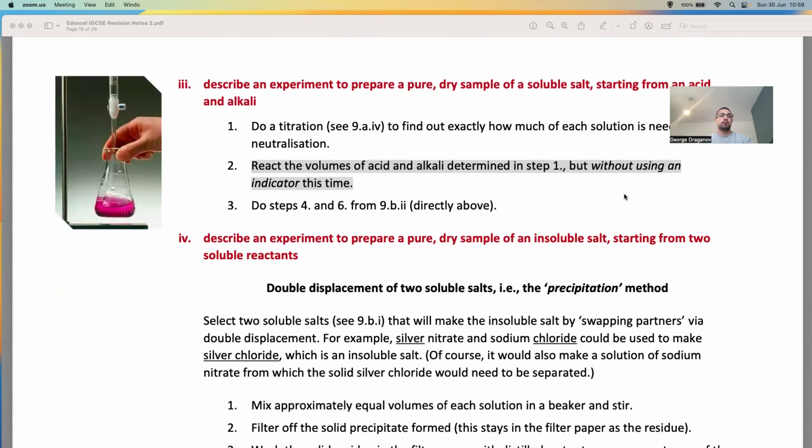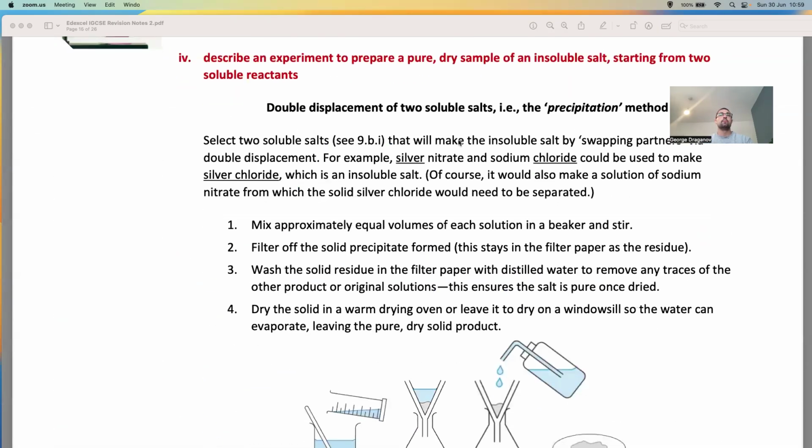Now, the final thing that you need to know how to do is how to form an insoluble salt from two soluble ones. The reason they call it a double displacement is, let me show you with an equation. Let us use some examples. So a soluble salt would be something like sodium chloride and silver nitrate. They're both soluble.